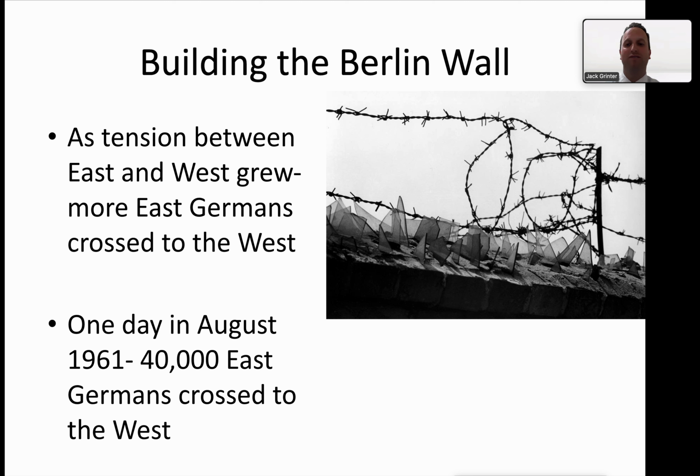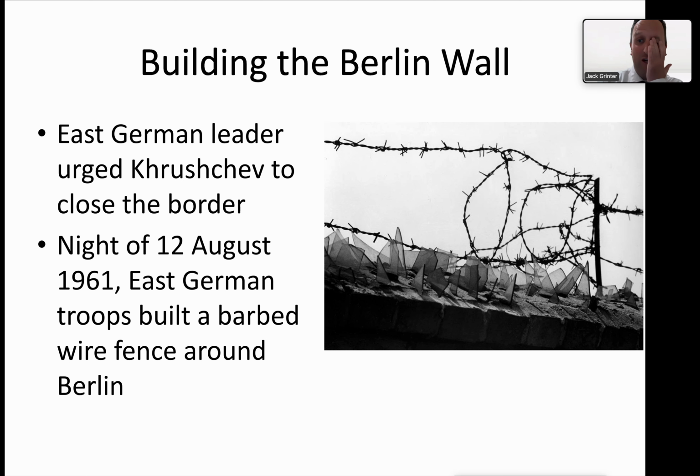But yeah, in one day in August of 1961, 40,000 East Germans crossed to the west, which is a huge amount of people. It's similar to a good-sized Premier League football stadium worth of people. So what happens? The East German leader, who's called Walter Ulbricht, wanted the border shut, and he urged Khrushchev to close it. And this shows us the relationship between the satellite states and the Soviet Union, because East Germany was a satellite state, wasn't it? The decision to build the Berlin Wall was going to come from Moscow and from the Soviet Union.